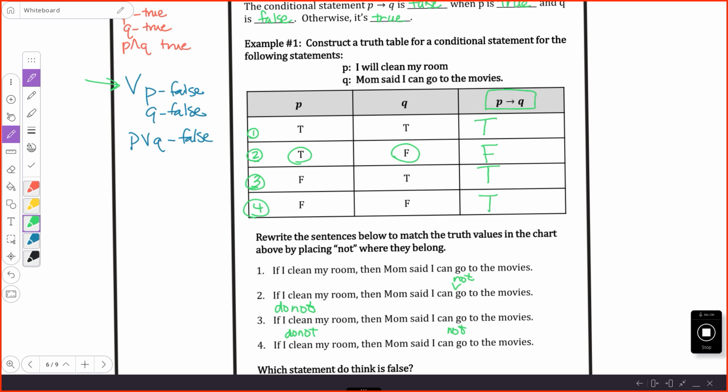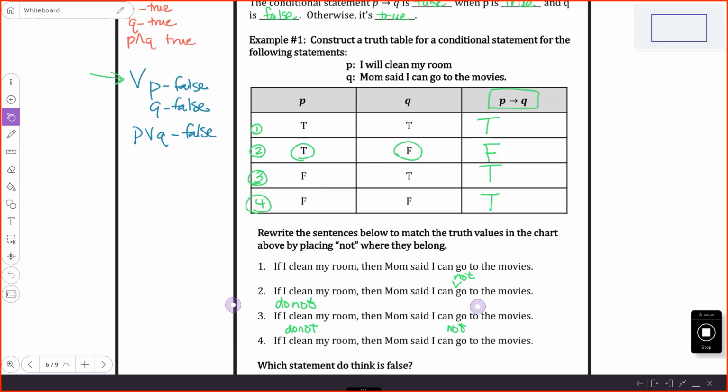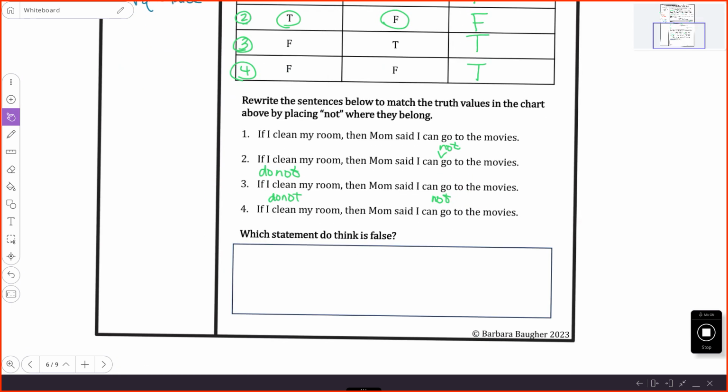Now, we know from our truth table that the second one is the one that's false. The second one is false because that's what the truth table tells me. If I clean my room, then Mom says I cannot go to the movies. Well, that's because she said I could go to the movies. And so if I clean my room and then she says I can't go to the movies, then she lied. So number 2 is false.